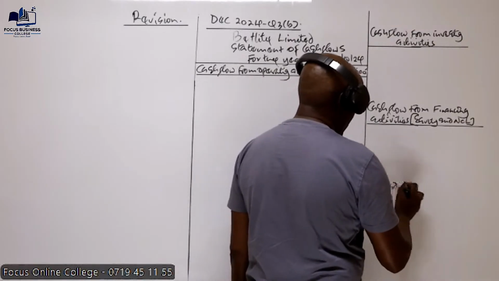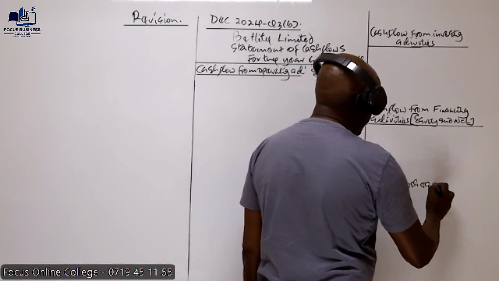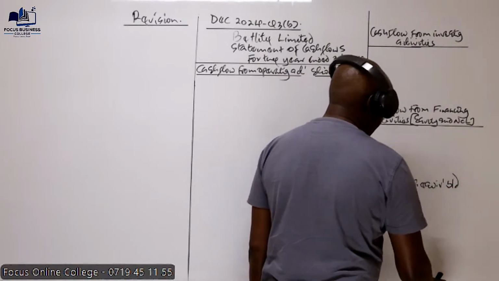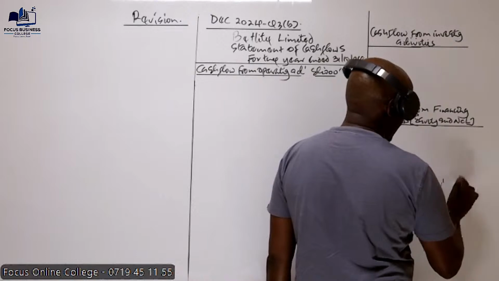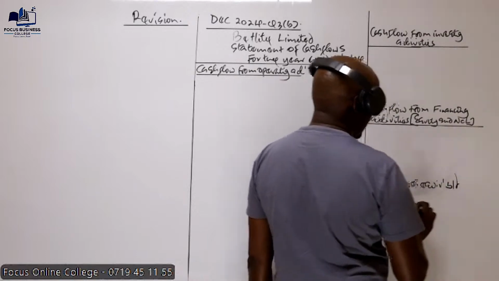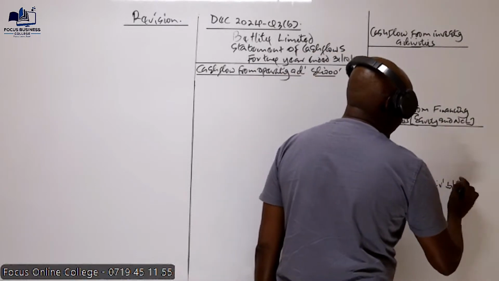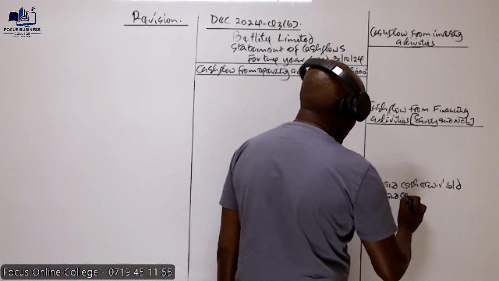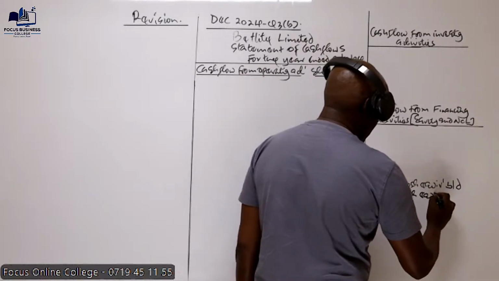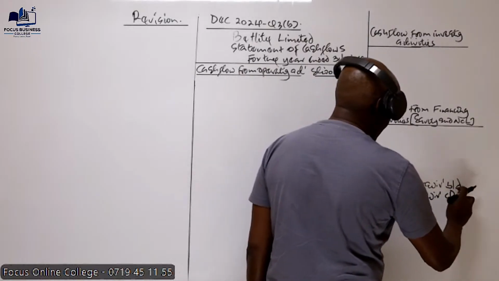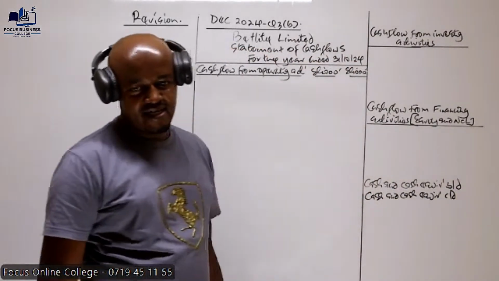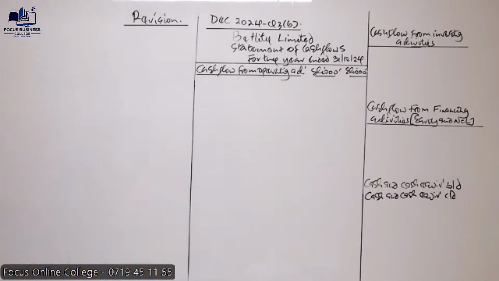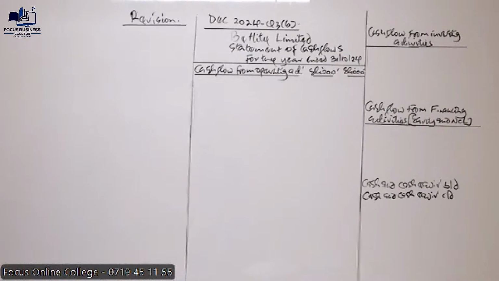The cash and cash equivalent balance brought down. This is the cash and cash equivalent at the start of the year. And then we have the cash and cash equivalent at the end of the year. That is balance carried down. Balance carried what? Down.